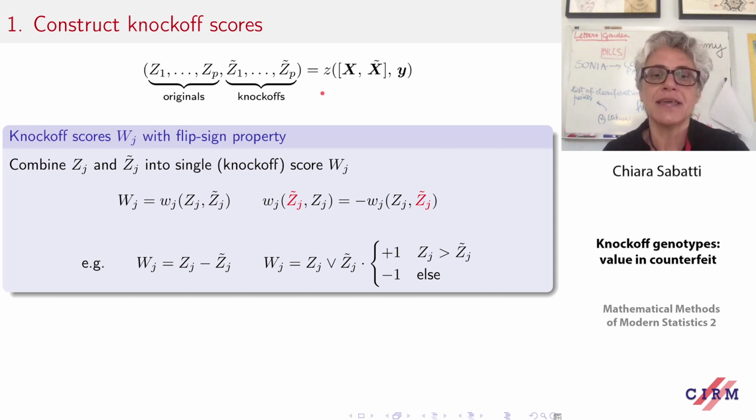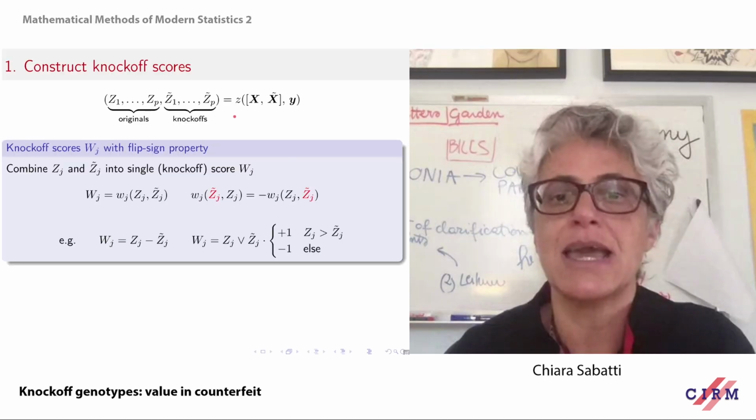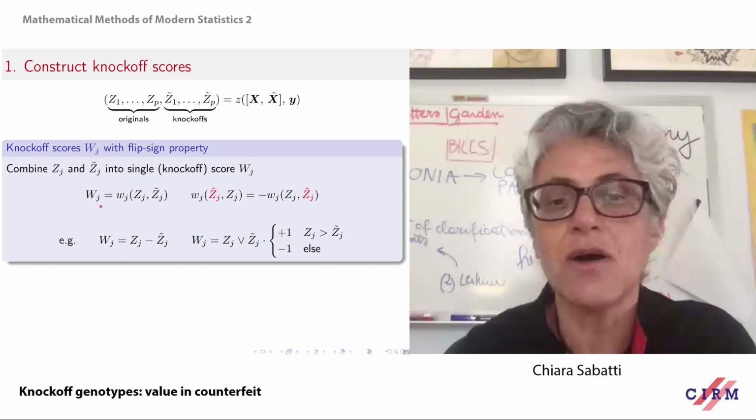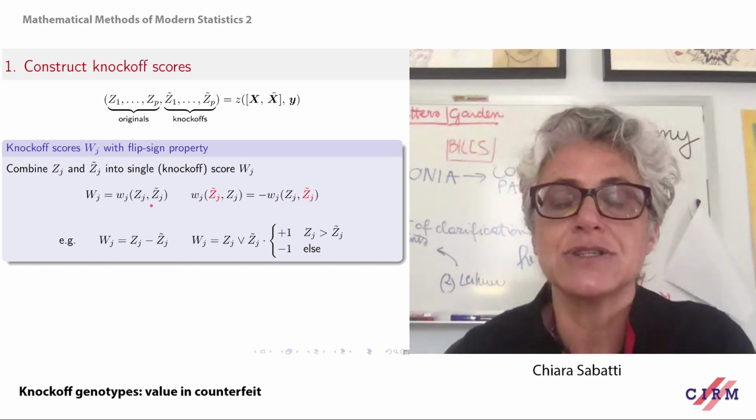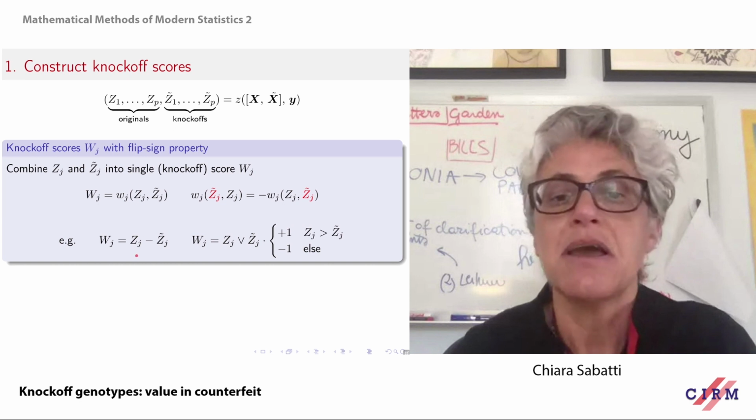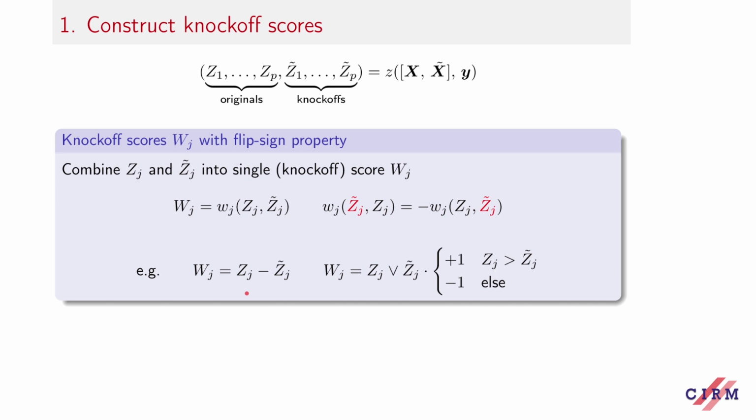These variables are then going to be used to construct what we call knockoff scores. So for each original variable j, we're going to have only one knockoff score, which is a function of the importance variable for the original variable j and for the knockoff copy of that variable j. All of this combination has to simply satisfy this symmetry condition. And you can think of it, for example, you take the difference between the importance statistic for variable j and the importance statistic for the knockoff of variable j.